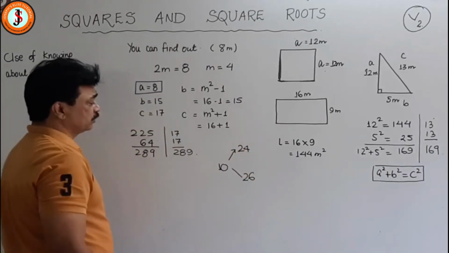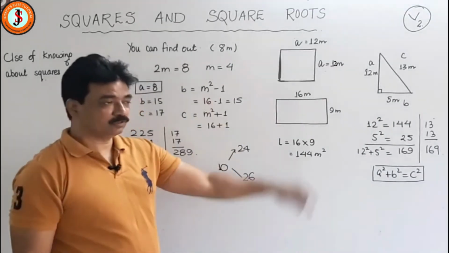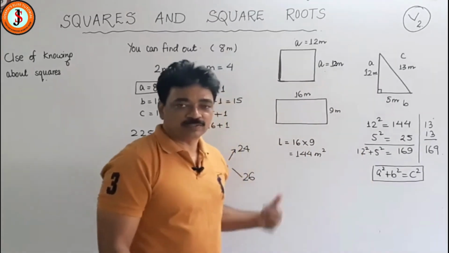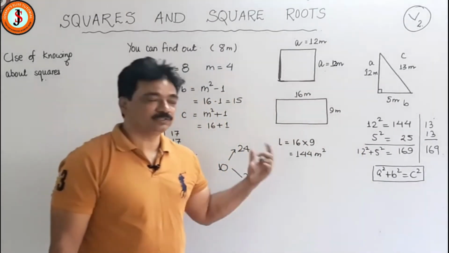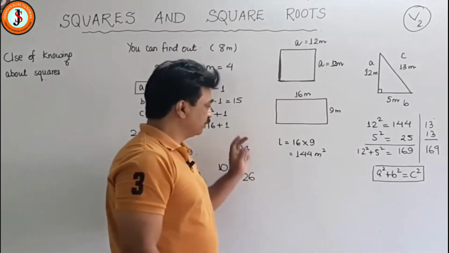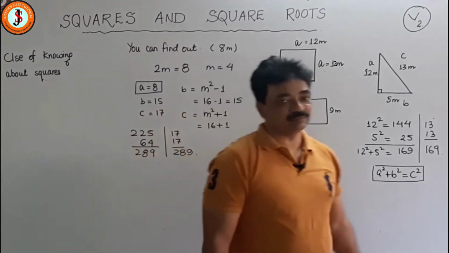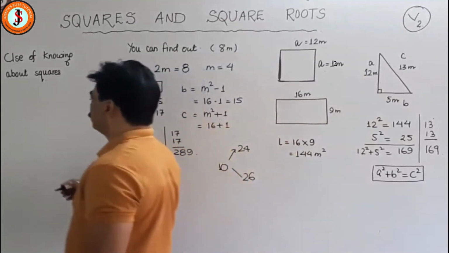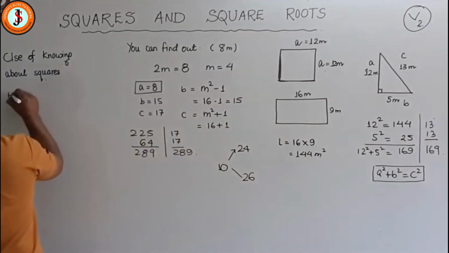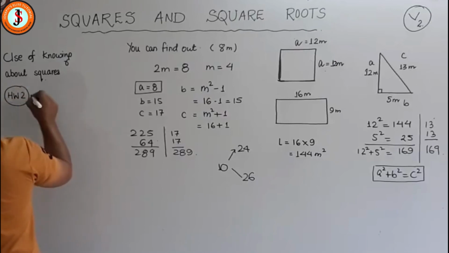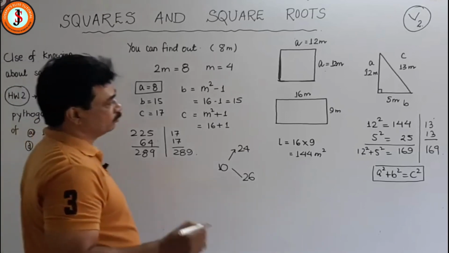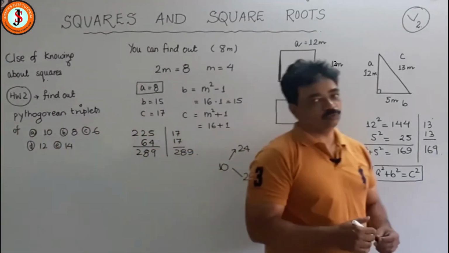Now let us check it. 24 square is, look at the table initially, 576, and 10 square is 100. So 576 plus 100 is how much? 676, and 26 square is also how much? 676. So did you get it? So your homework, homework 2 of video 2, will be on Pythagorean triplets. This is how you have to understand.